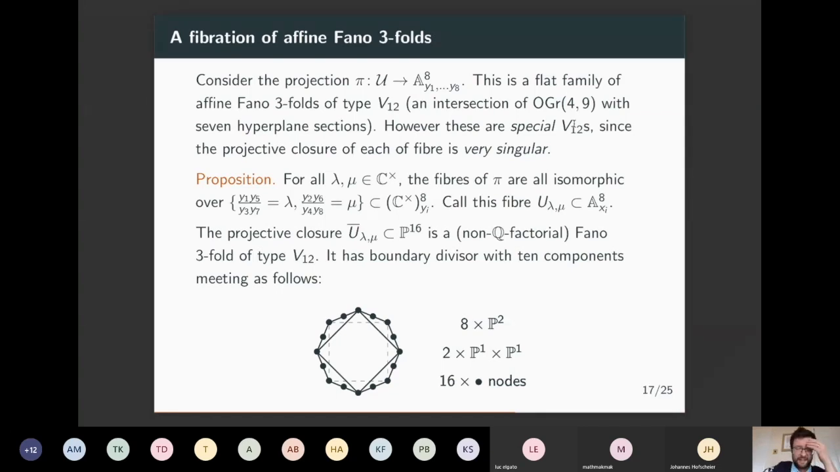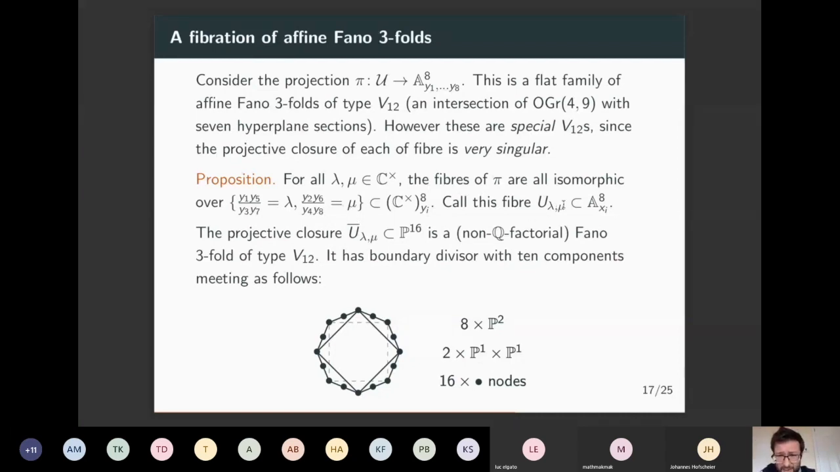So here's something that you can show about this fibration. For any 2 complex numbers, lambda and mu, the fibers of this fibration above the intersection of these 2 quadrics in the base are all isomorphic. If I fix the value of y1 y5 divided by y3 y7, and y2 y6 divided by y4 y8, then all of the fibers above that, all of the fibers of points with the same lambda and mu, have to be isomorphic. You can just show that by hand.